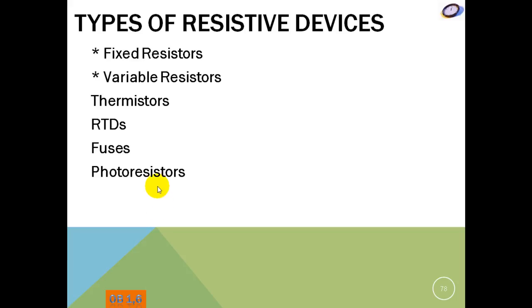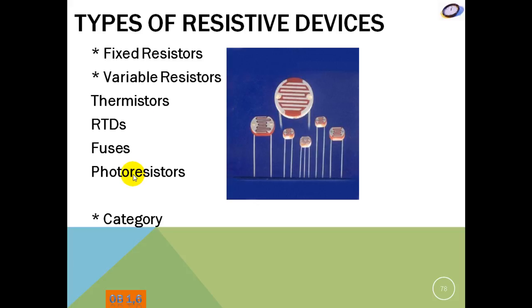Photoresistors, again, similar to thermistors in that the light photons will hit the surface of the resistor and the resistance will change. Okay, and again, the categories are shown with the asterisk: fixed and variable.